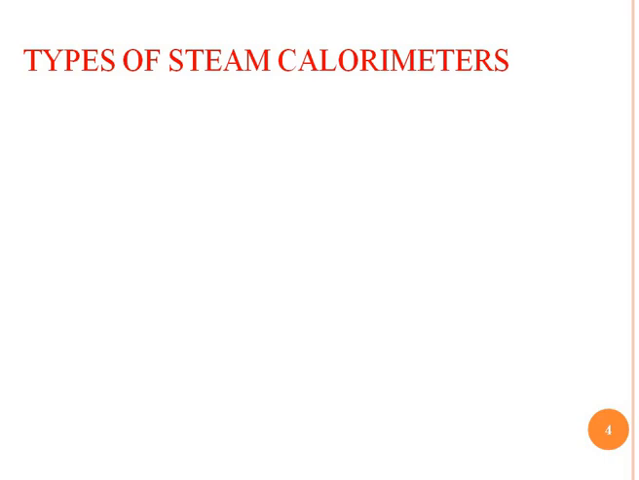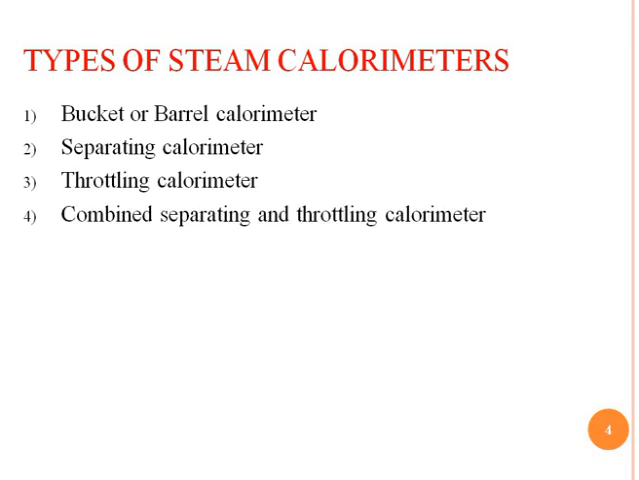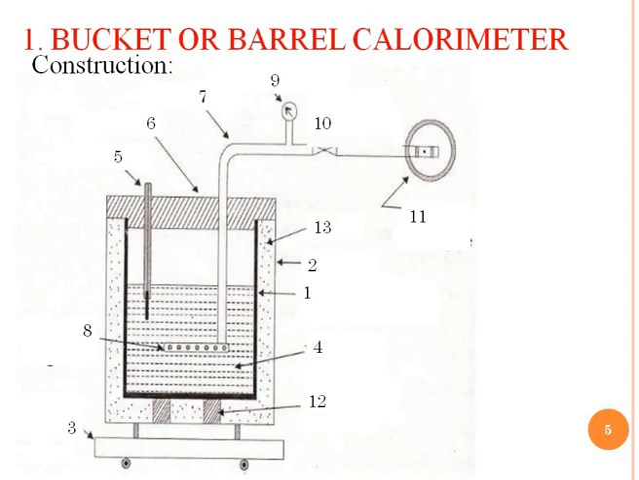Now let us quickly learn about the types of steam calorimeters. Mainly there are 4 types. Today we are going to learn about the first, that is the bucket or barrel calorimeter. Next is the separating calorimeter. Next is throttling, and finally combined separating and throttling. Out of these 4 types, we are going to learn today the first, the bucket or barrel calorimeter, the basic calorimeter in which the steam is actually being condensed. So let us quickly check out the first calorimeter, the bucket calorimeter.